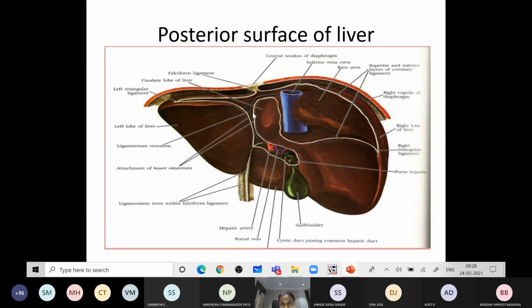The vertical limb of the lesser omentum is attached to the base of the fissure for the ligamentum venosum. There is a fissure, a cleft-like space, into which the ligamentum venosum is attached. So the vertical limb of the lesser omentum is attached here and it descends downwards. You have to imagine this is the posterior surface of the liver. From this it descends down.